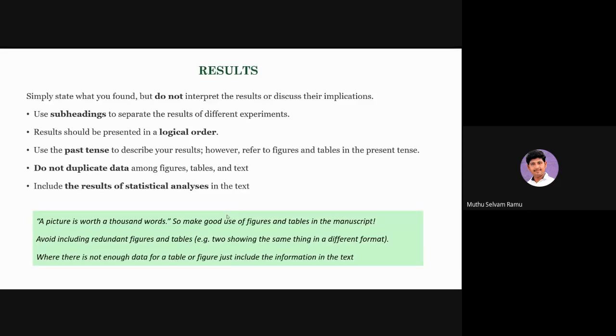Next is results. So what does a result contain? How should it be? There are a few contents I have included. It should have subheadings as mentioned in the materials and methods. It should be in logical order, not in the order of the experiments you have performed, as I mentioned earlier, and it should be in the past tense. It should not duplicate data, and it should include all the results and all the statistical analysis in the text.